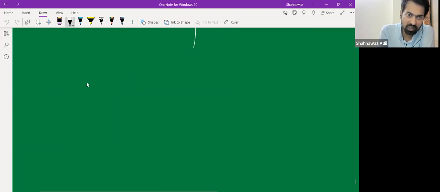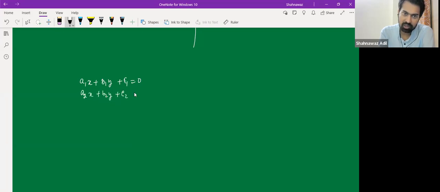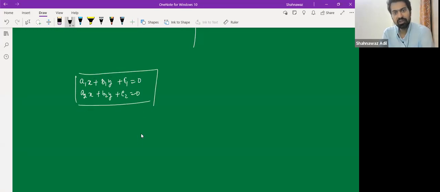We have a pair of linear equations, right? One is a1x plus b1y plus c1 equals 0. So this is one equation. And the other equation is a2x plus b2y plus c2 equals 0. So we can use the idea of these coefficients a1, a2, b1, b2, and c1, c2, and tell whether the equations are parallel, intersecting, or coincident.